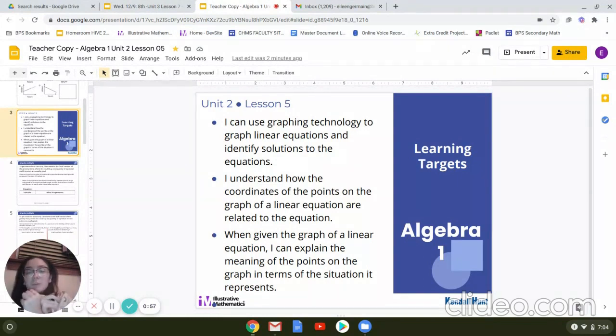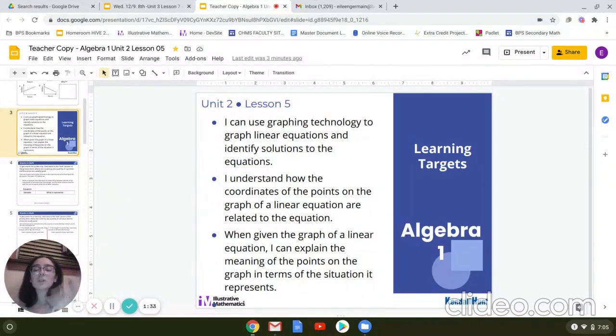Then we're going to understand how the coordinate points of those points that fall on the line and are not on the line are related to those equations. Then, when given a graph of a linear equation, we're explaining the meaning of the points on the graph in terms of the situation it represents. So we're moving forward. We're creating a graph, talking about different points on that coordinate grid, what they represent in terms of the situation in the equation, and what it means in the context of the story.